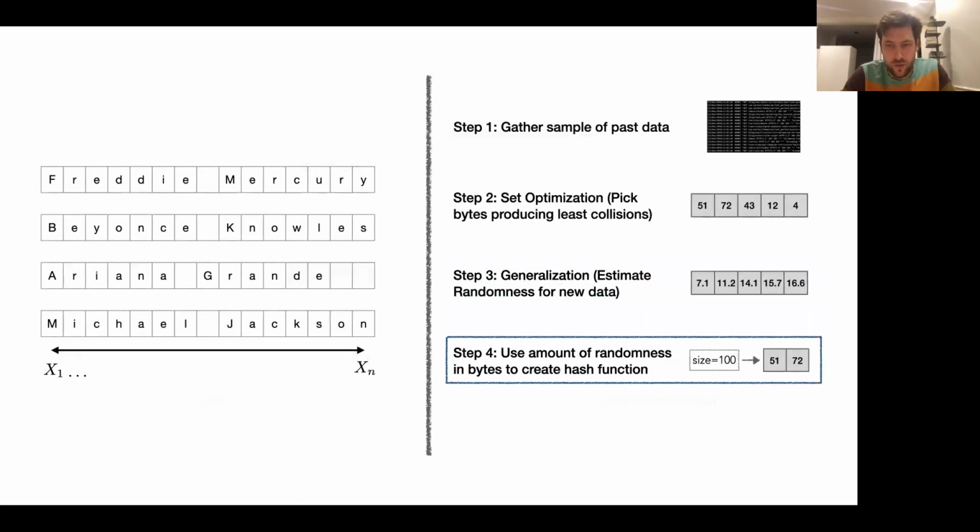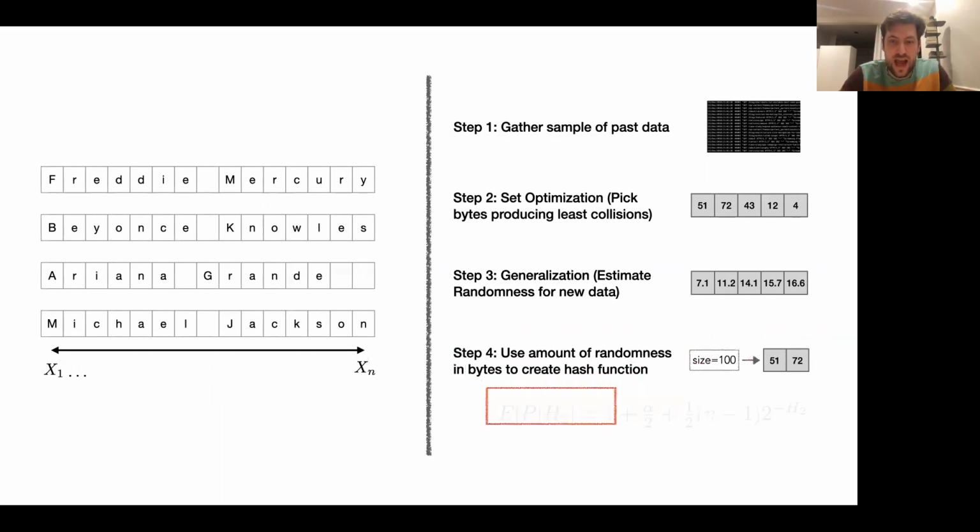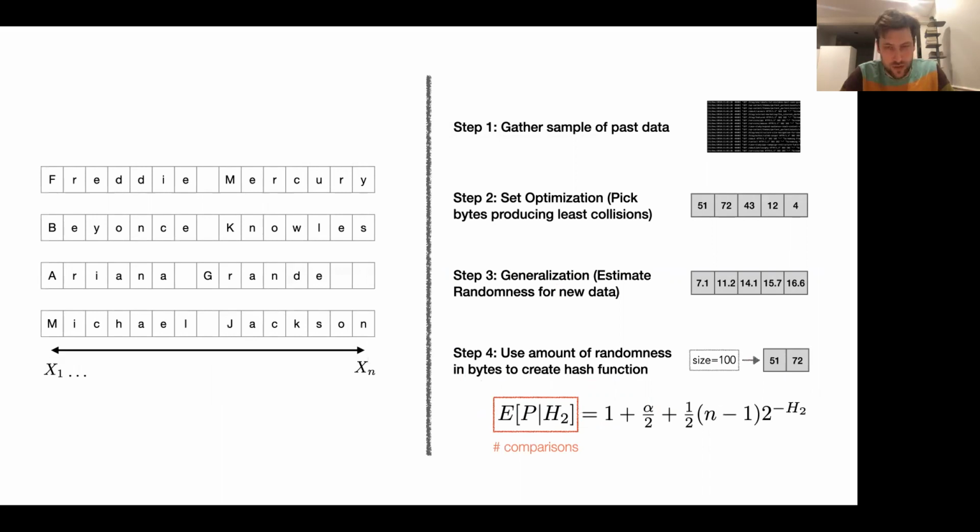And then finally, we want to use this amount of randomness to create hash functions for data structures. To do this, we need to understand how entropy in our sampling procedure translates to equations for data structures. So this will be the expected number of comparisons for separate chaining hash tables. We also have it for linear probing hash tables in the paper. What we can see is that the thing on the left is just what we're defining. So this is the expected number of comparisons in a hash table lookup.